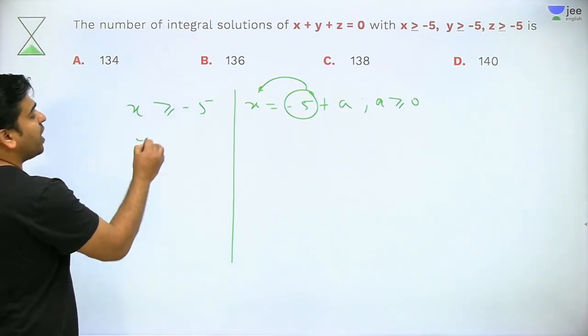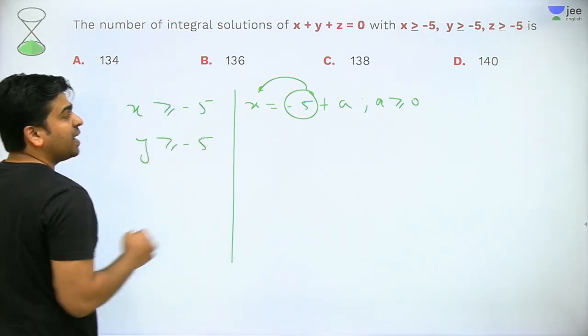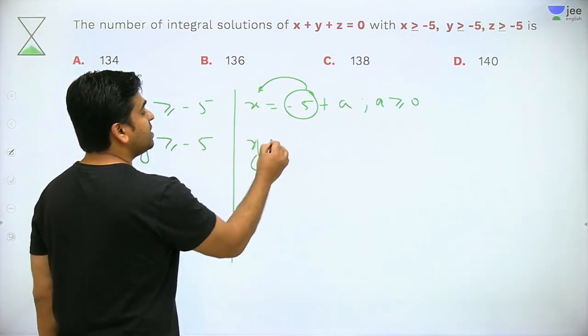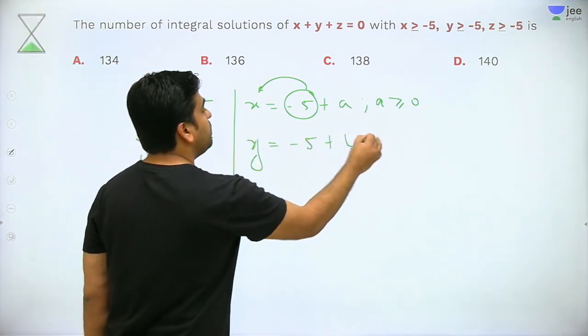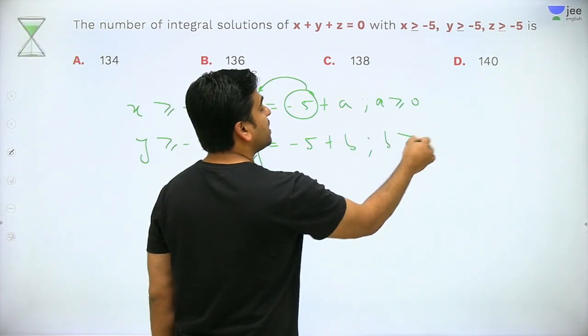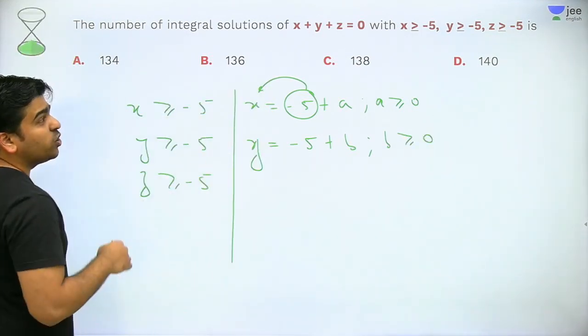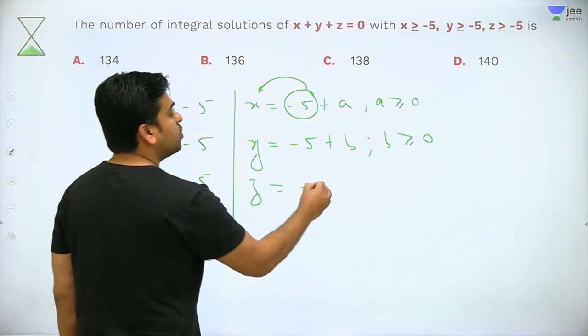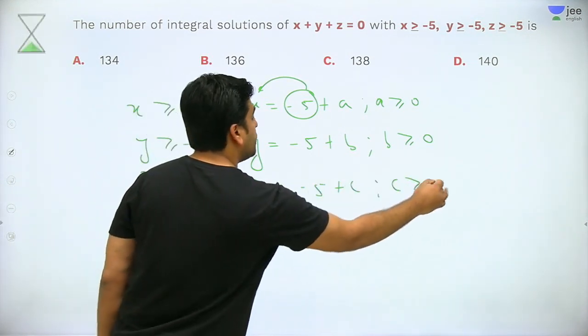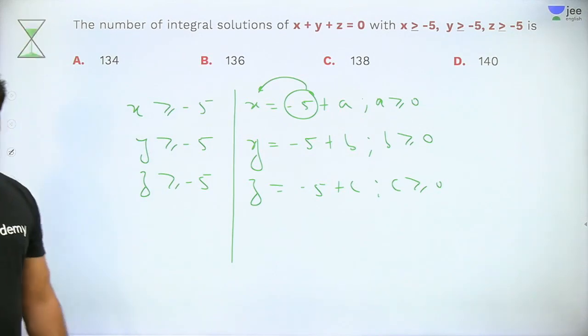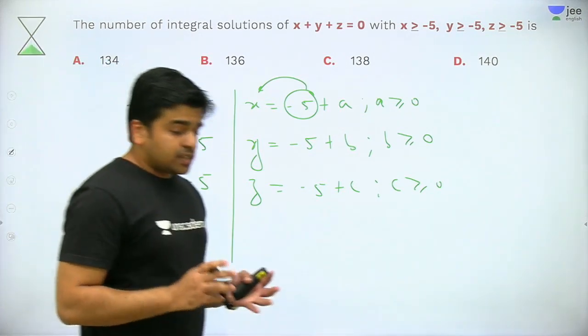Similarly, let us try for y. If y has to be greater than or equal to minus 5, I can substitute y is equal to minus 5 plus b, in which case I will get b greater than or equal to 0. Similarly, I can substitute z, which is initially greater than or equal to minus 5, as z is equal to minus 5 plus c, and c has to be greater than or equal to 0. What is the benefit of doing this?